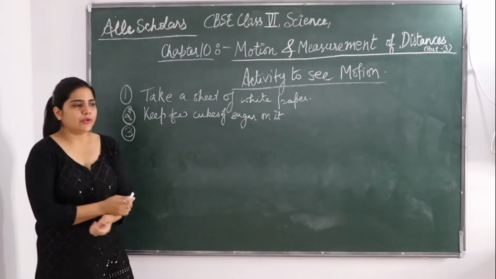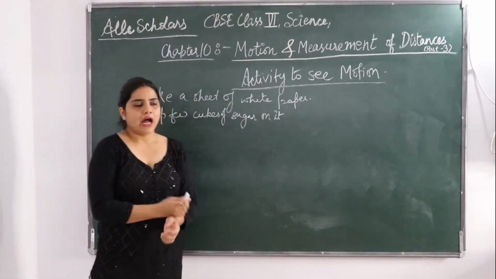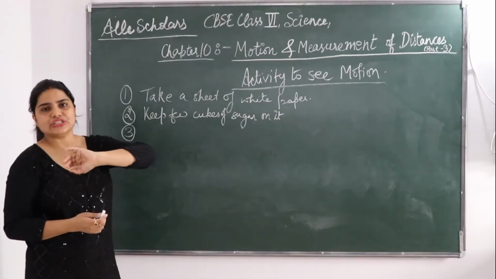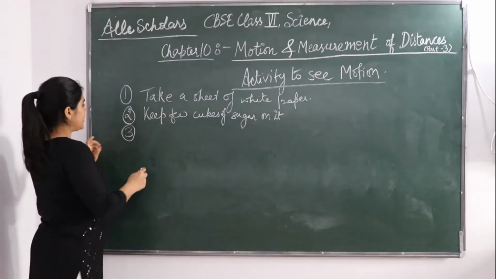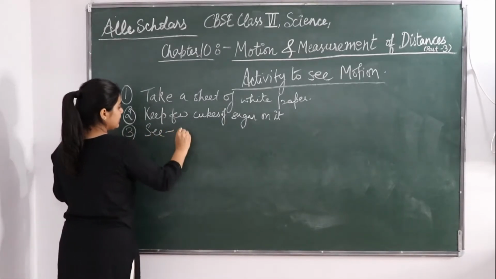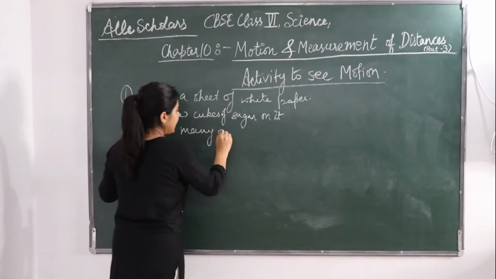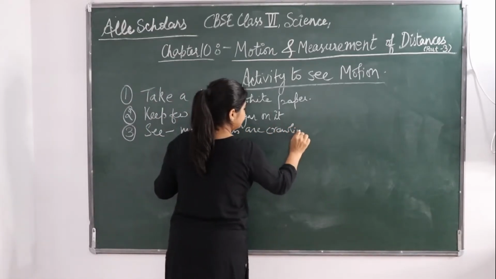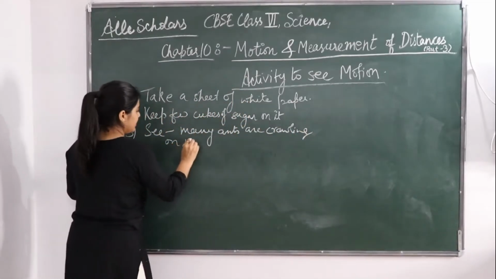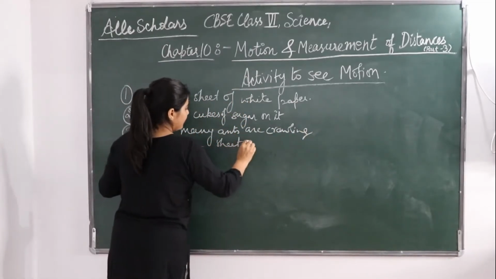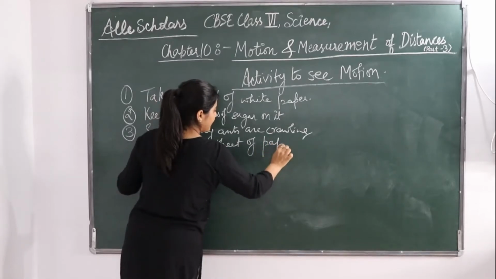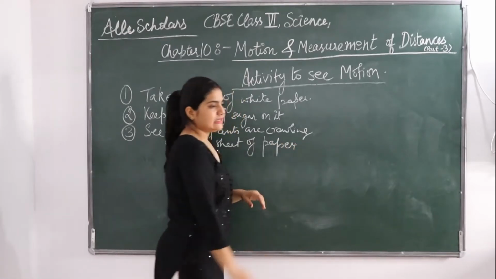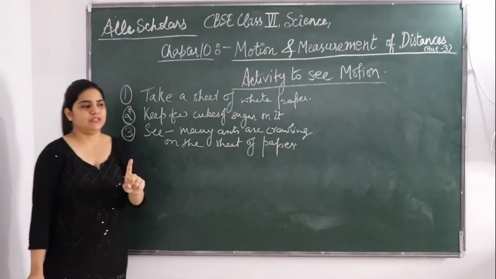So some ants are going to be attracted to the sugar, and you will find that many ants have started crawling on the sheet of paper, okay. Next you are going to see that many ants are crawling on the sheet of paper. Fine.